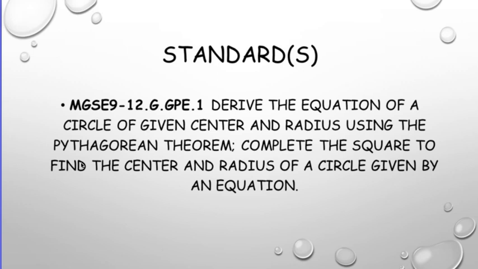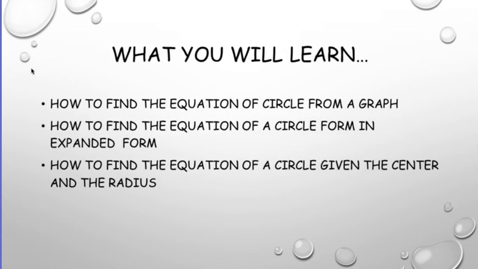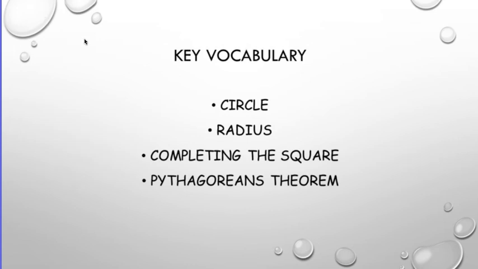The standard we're going to do is derive the equation of a circle of given center and radius using the Pythagorean theorem. We talked about that yesterday. And we're going to get into completing the square to find the center and radius of a circle given by an equation. So what you're going to learn is how to find the equation of a circle from a graph, how to find the equation of a circle in expanded form, and how to find the equation of a circle when you're given the radius and the center.